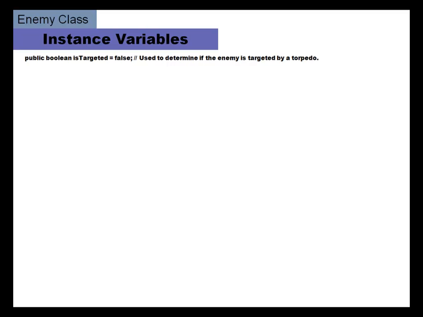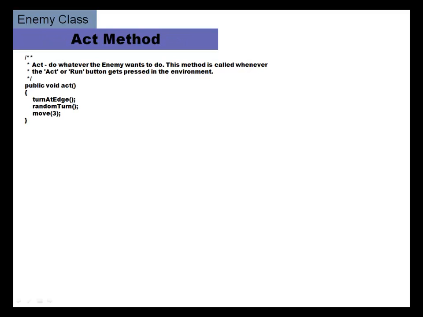In this case, you'll add a boolean. This will be used to determine if an enemy is targeted by a torpedo. In the act method, you'll add three method calls: turn at edge, random turn, and move.